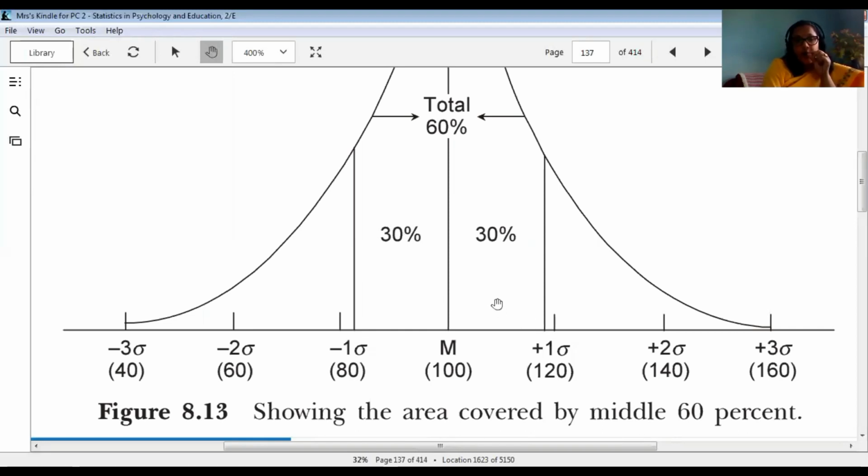And we used the formula Z is equal to X minus M divided by sigma in order to find two raw scores, both at the positive side as well as the negative side. And what we found here is that the raw scores are 117 and 83, within which 60% of cases lie. I think you are getting this graphical representation clearly.